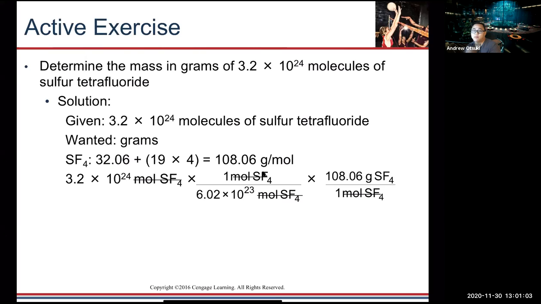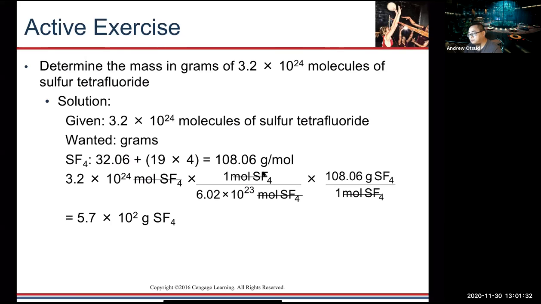Then we use the molar mass to cancel out moles and end up with grams. So we're going to multiply. When we're going from moles to grams, we're going to end up with a bigger number than what we probably started out with. So we're going to multiply by the molar mass. And that, in fact, is what happens here. So in the end, we get 5.7 times 10 to the 2 grams of sulfur tetrafluoride.